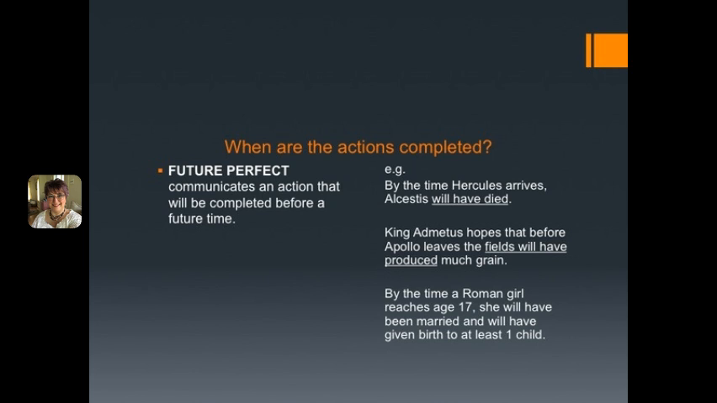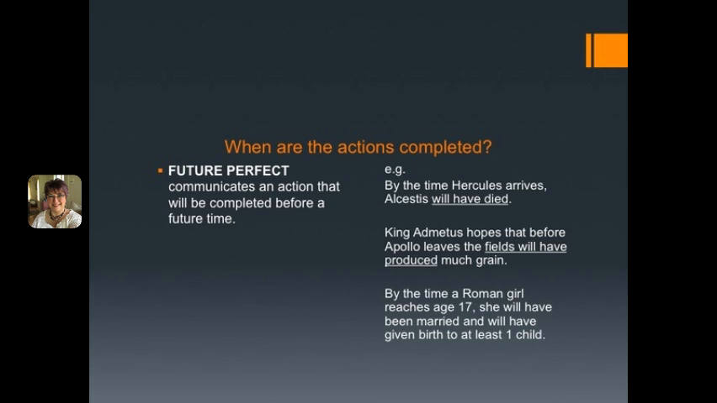By the time Hercules arrives, so this communicates that we're setting ourselves in the future. Hercules hasn't arrived yet, but by the time he does, Alcestis will have died. And this is something that we know because we've read the story, but as we look at the story, we're talking about future events in the story. Will, that makes it future. The have died part of it makes it perfect.